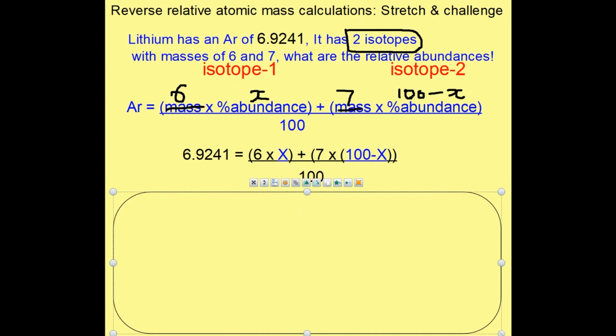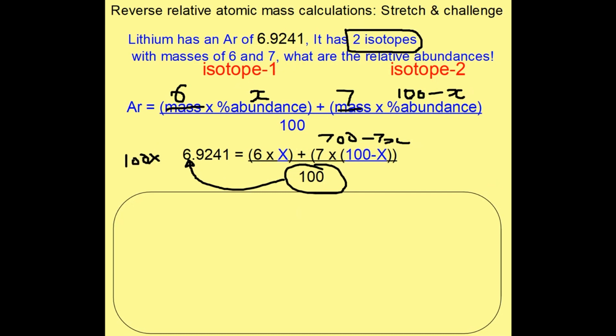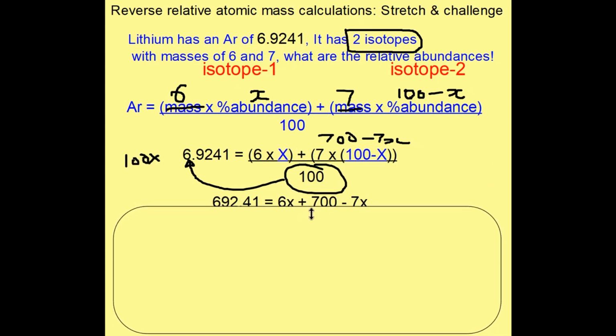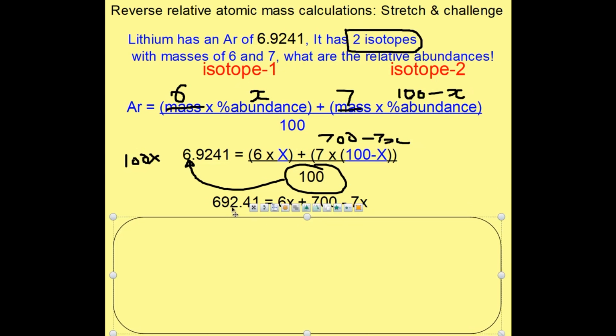Now we need to multiply this bracket out. So this is going to be 700 minus 7X. So that'll multiply out like that. Okay. It's also useful if we get rid of this 100 over this side. So we're dividing by 100, so we need to times by 100 on this side to get rid of that out the way over there.